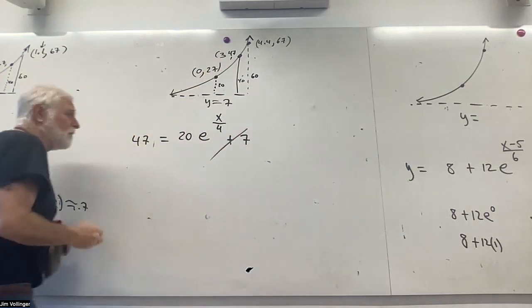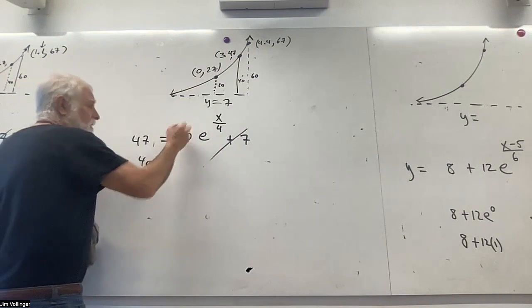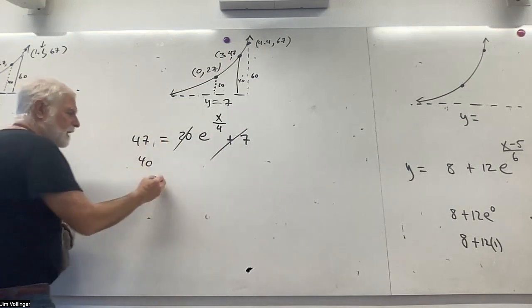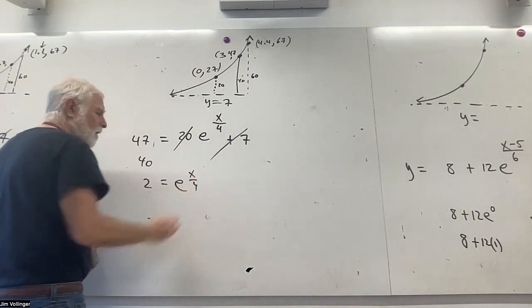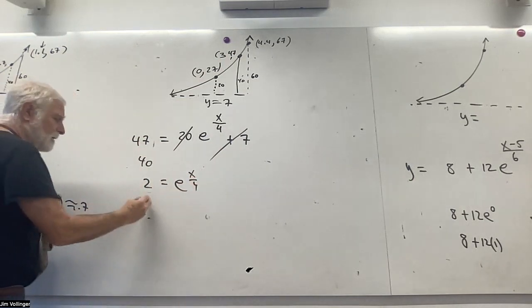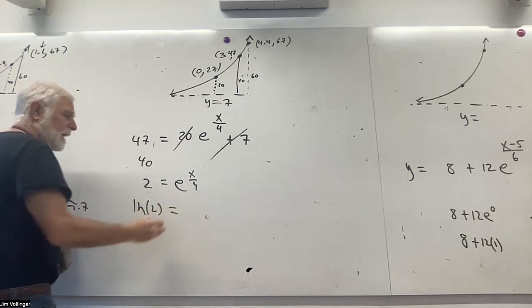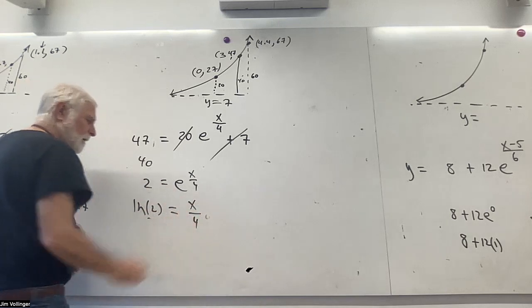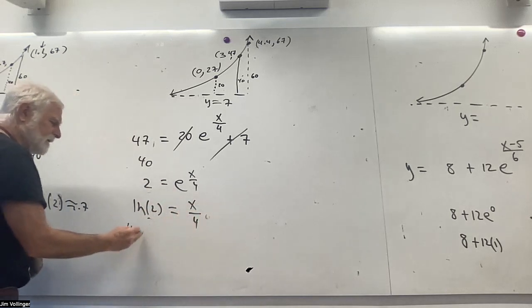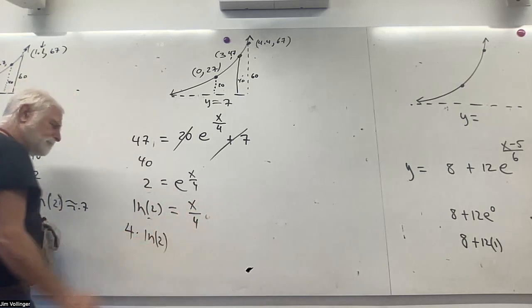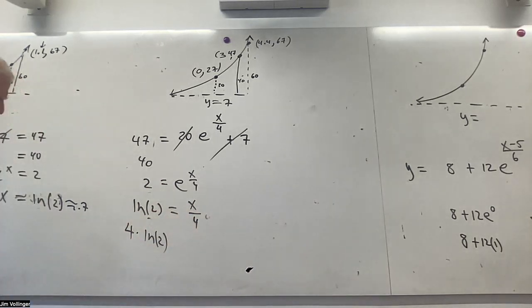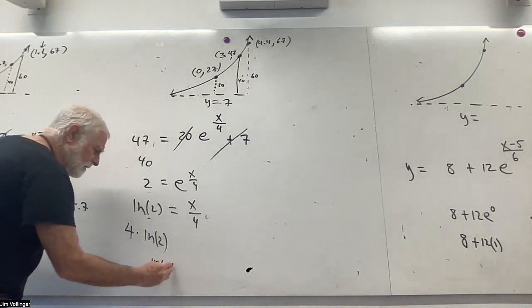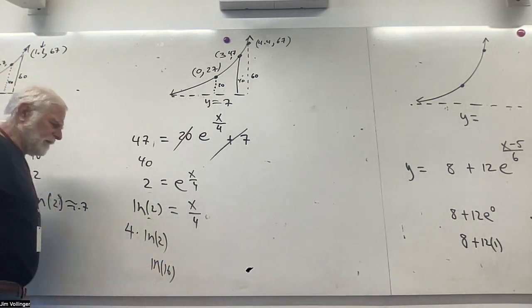Well, I guess we're taking 7 away. I guess we're dividing by 20. And I guess we've got e to the x over 4. I think we have to ln of 2 that to get to x over 4. So it looks like it's 4 times the ln of 2. And that's actually the same thing as the ln of 16. You don't know that yet. But let's see if we can find the ln of 16.